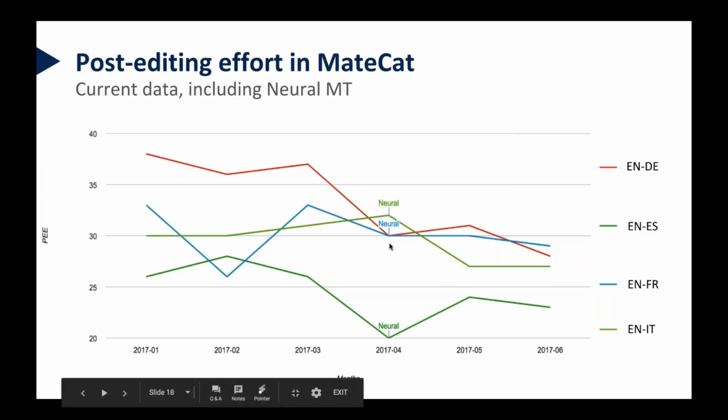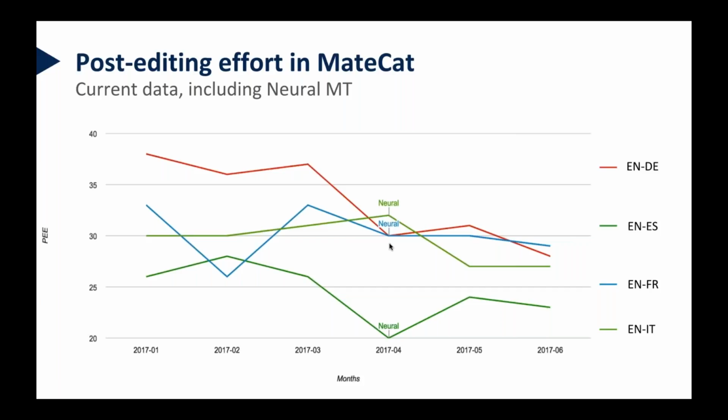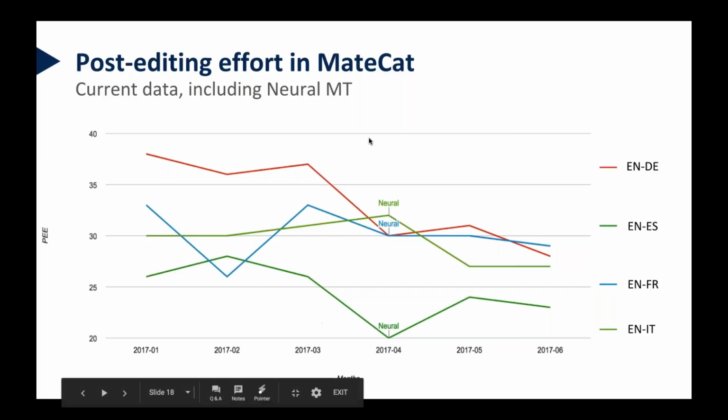true for machine translation in general, but now there is a game changer that you probably have heard about. The rage nowadays is neural machine translation. This technology started to be implemented in 2016, but we started to integrate it in Matecat in 2017, in April. This is the moment when we started to integrate it. And let's take a look at what happened.